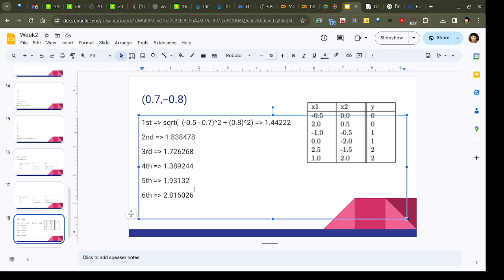Sir, can we take the difference as 0.7 minus 0.5? Yes, anything is fine, either way is fine. The result will be the same. Both are the same. So just do it here: 0.7 minus minus 0.5, minus minus means plus, so it will be 1.2 square. The other way it is also minus 1.2 square. If you take the square, both will be the same.